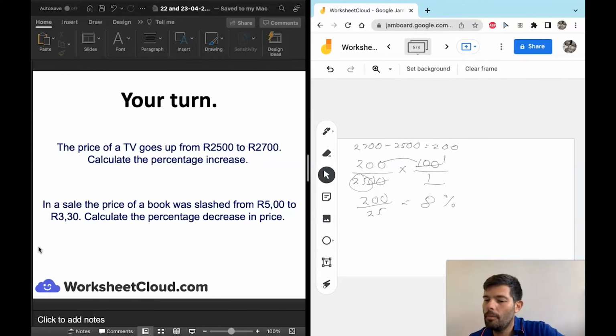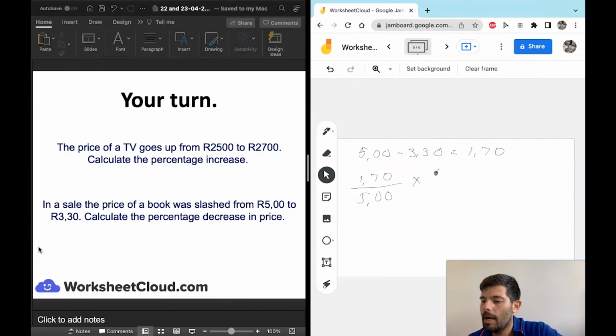Your second example, the book was slashed from 5 Rand to 3 Rand 30, and that difference is 1 Rand 70. So I put that 1 Rand 70 over the original price, 5 Rand, and I multiply that answer by 100, which can be written as 100 over 1.